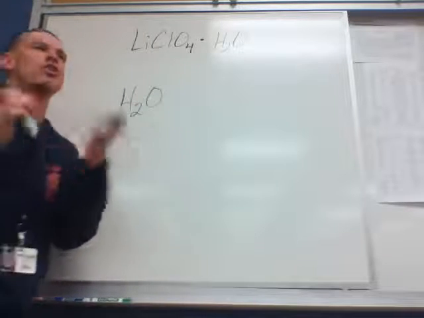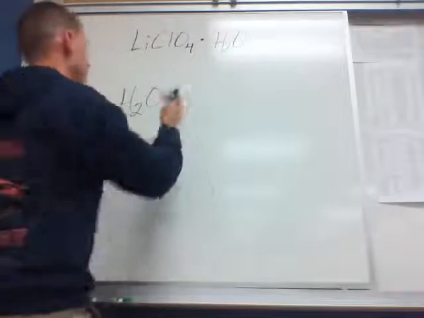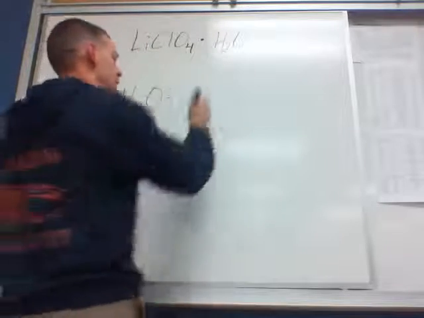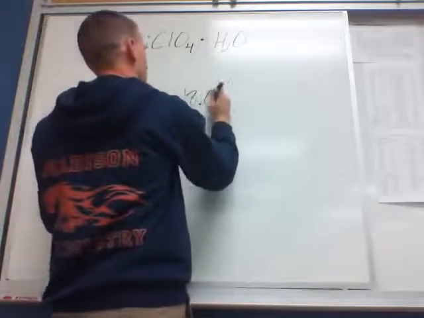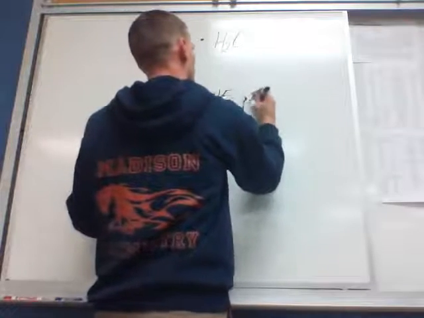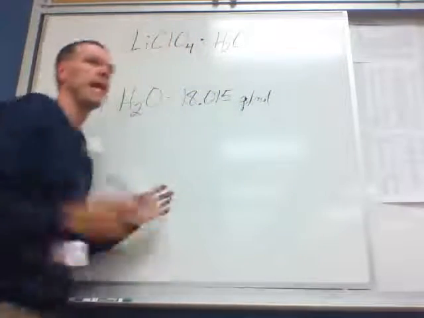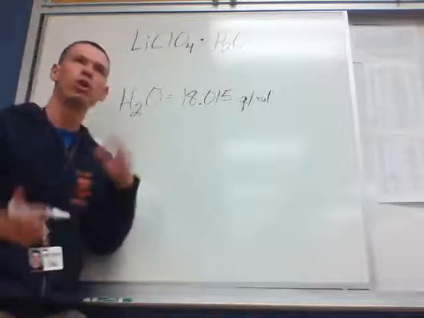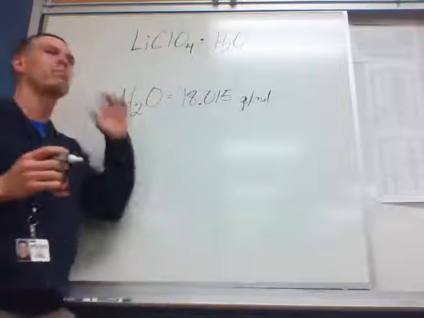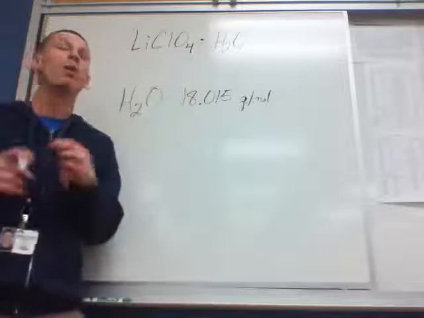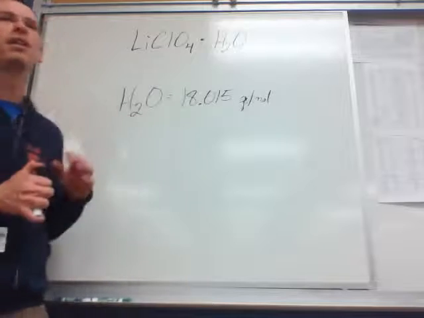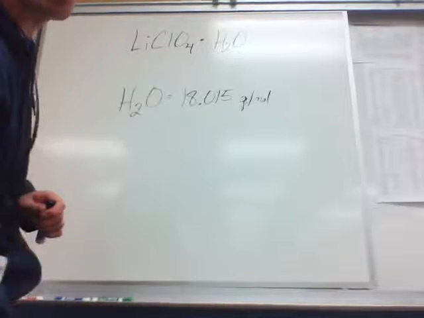Here's a number that's good to just know. You don't have to memorize it, but it's good to know that water has a molar mass of 18.015. All right, where does that number come from? It's 2 H's and an O. You can go add it up. 2 H's plus 1 O is that number. But we're going to use that number a lot. It's a good number to just know.